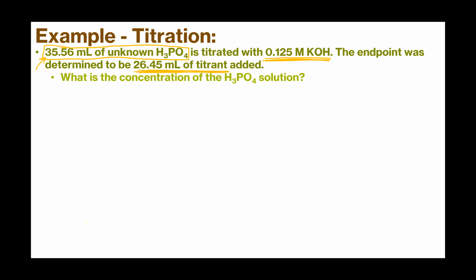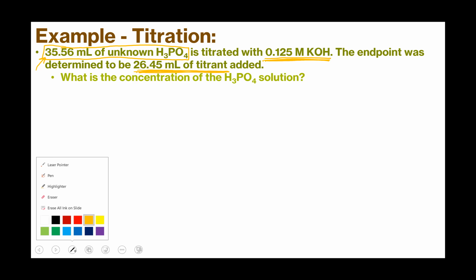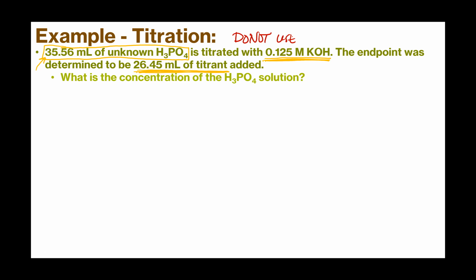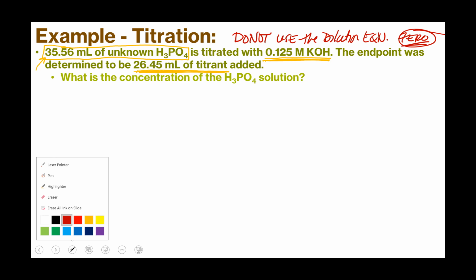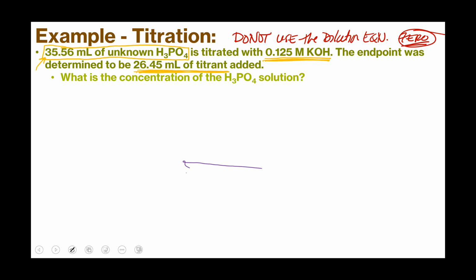Okay, I'm going to caution you here. This is 2 volumes and a concentration, and it looks like a dilution problem. But do not use the dilution equation. You will get a 0. Because this is a titration, not a dilution. You cannot use the dilution equation on a titration problem. Our question is, what is the concentration of H3PO4? The concentration of H3PO4.